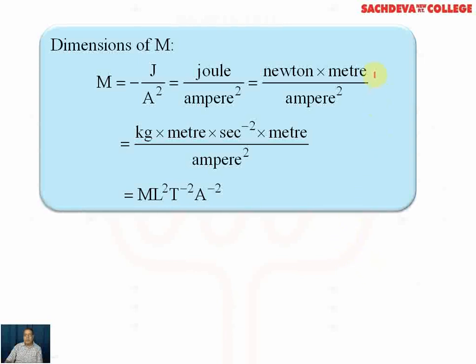So, for Newton, we have to put the dimensions of force: MLT^-2, into meter, which means L, and ampere squared, which means A^2. By calculating, the net dimension comes to be ML^2T^-2A^-2.